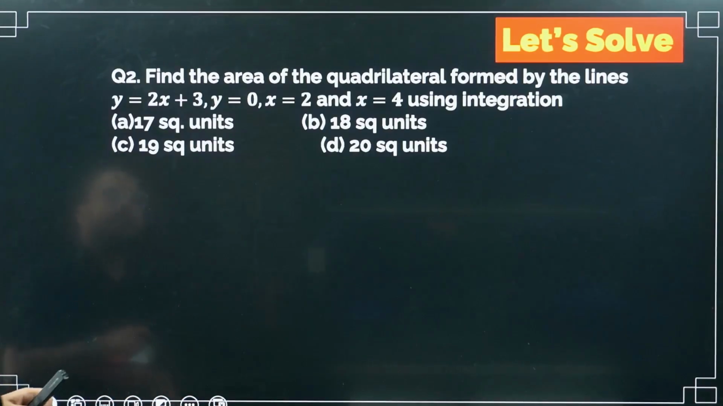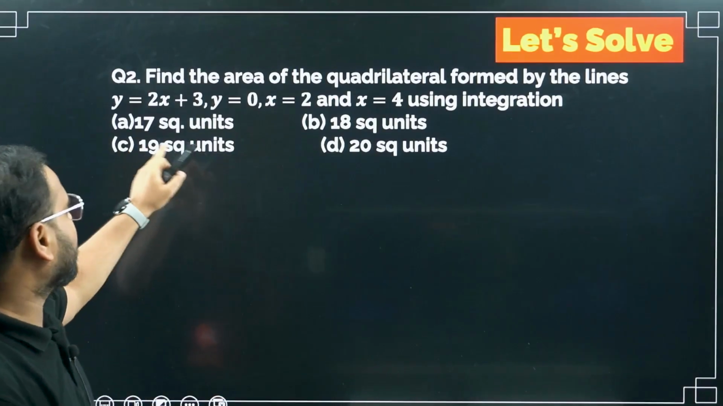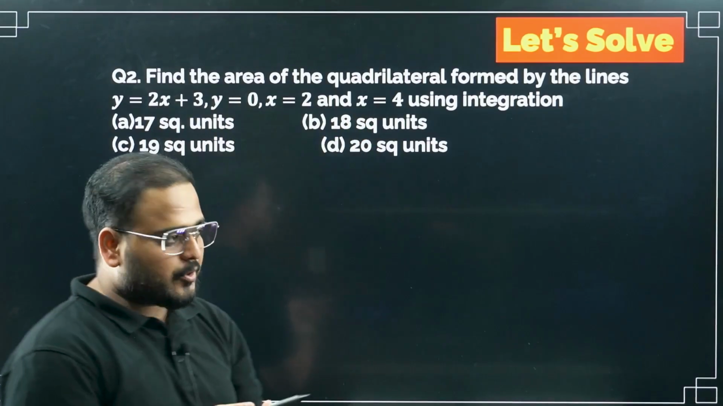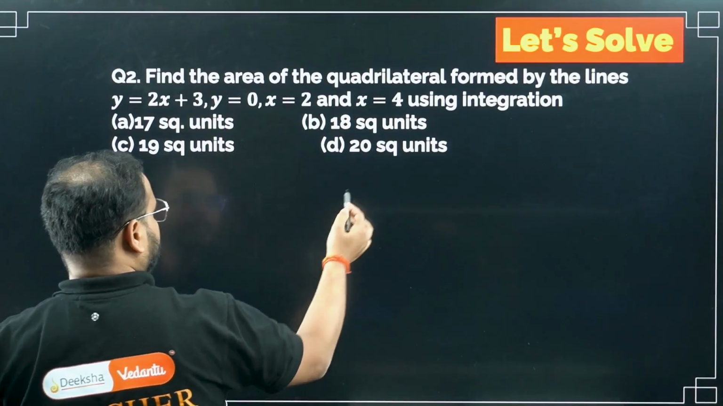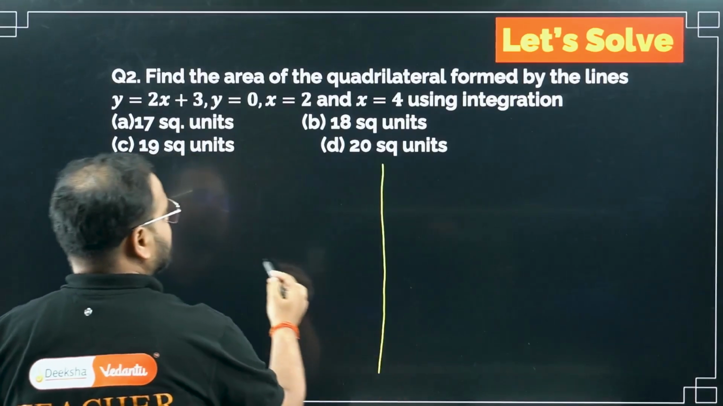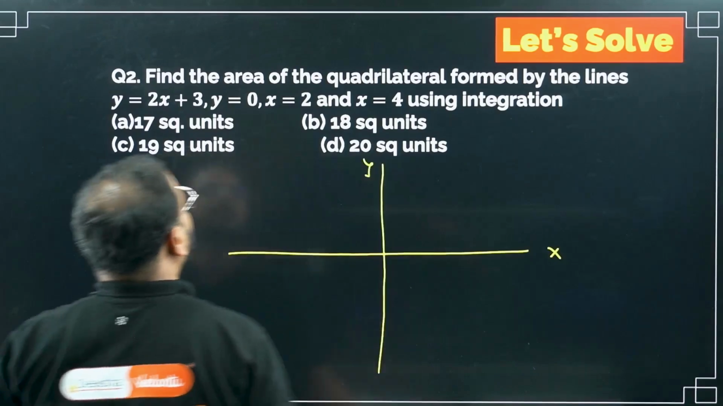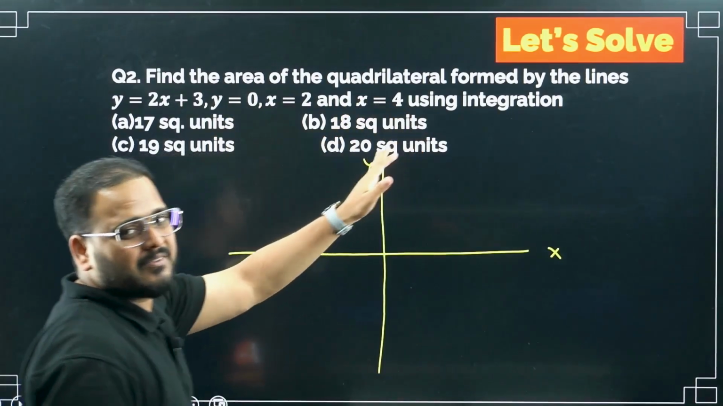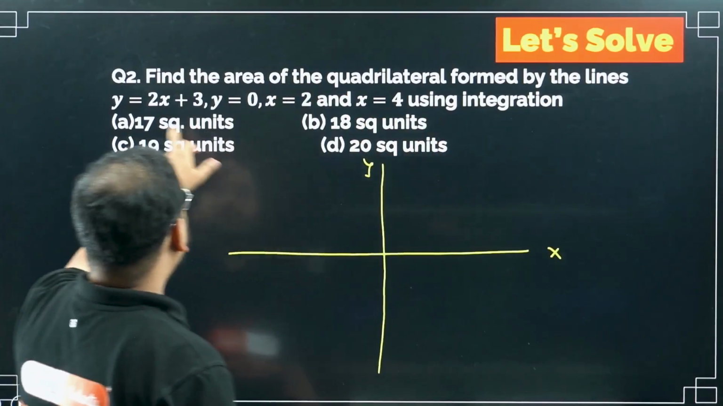Okay, chaliye. Find the area of the quadrilateral formed by the lines. So we have how many lines? 1, 2, 3, 4. Let me draw the curve first. I'll draw it over here only. My coordinate axes, x here, y here. Look here, 0, 2, 4. These are simple lines, I don't have to worry about them because they are straight lines parallel to the x or y axis.